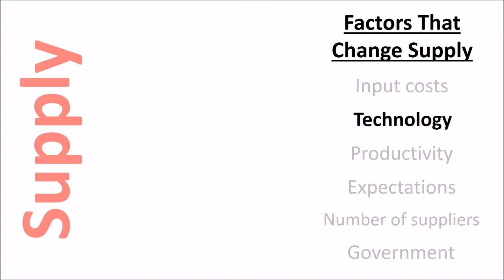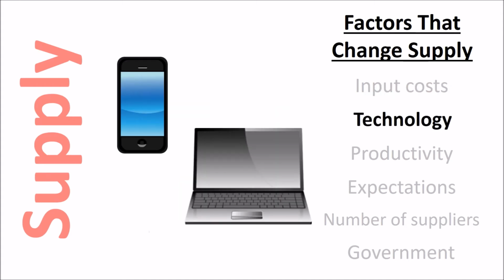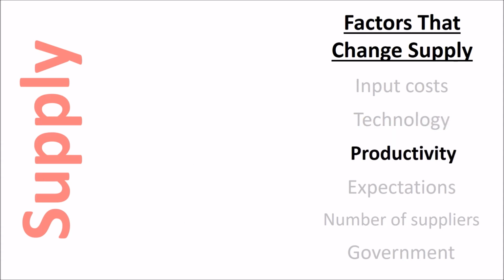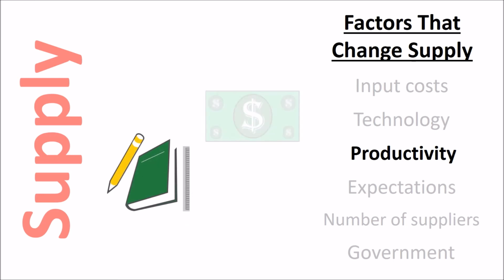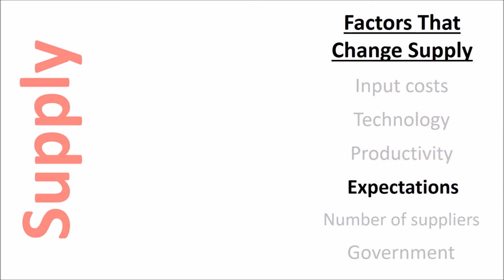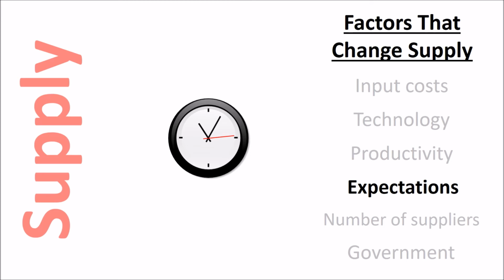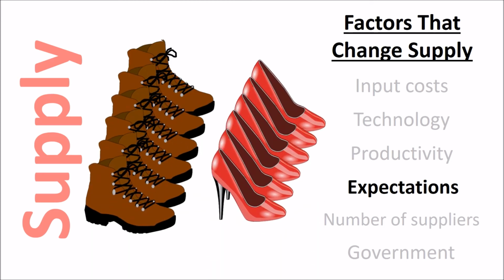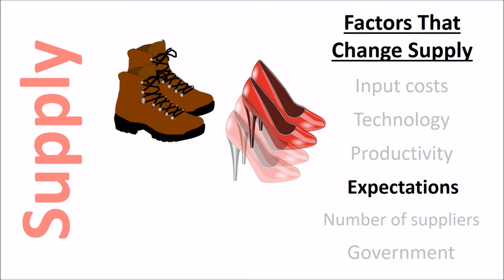Second, if a business gets better technology, it can probably speed up production and supply more. Third, and along with better technology, any factor that increases productivity can increase supply. So if workers get more training or more incentives, like higher pay, they may become more productive, causing the business to increase supply. Fourth, what a business expects to happen in the future can impact supply now. For example, if a shoe store thinks prices will be higher next week for some reason, it will reduce its supply today so it can supply more next week when prices are higher.